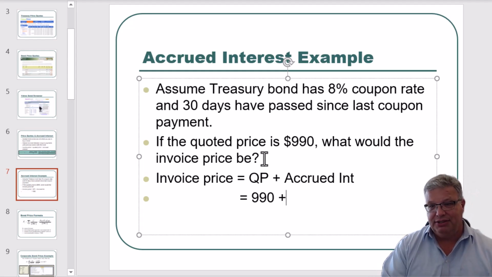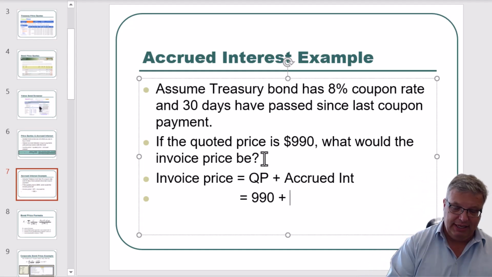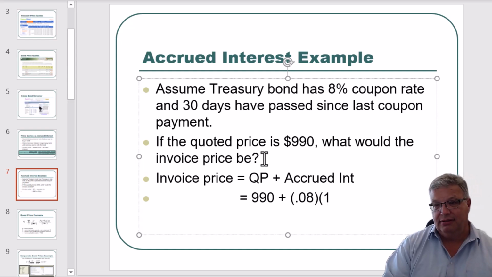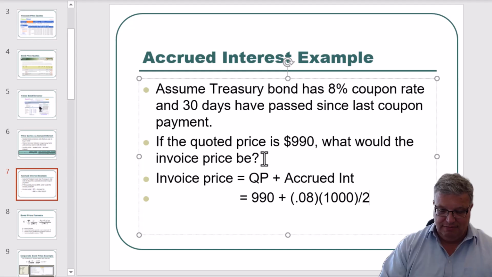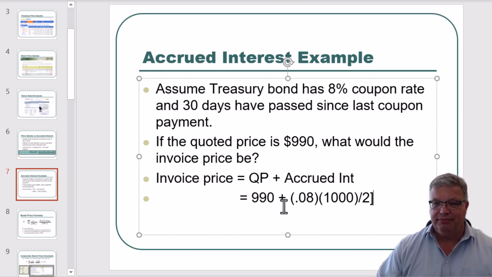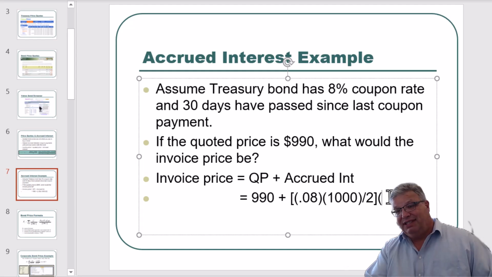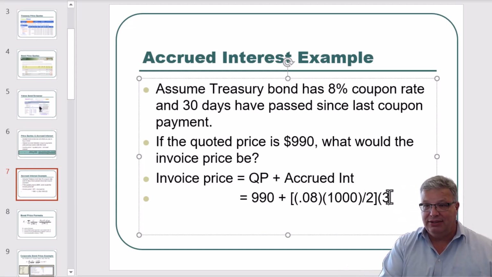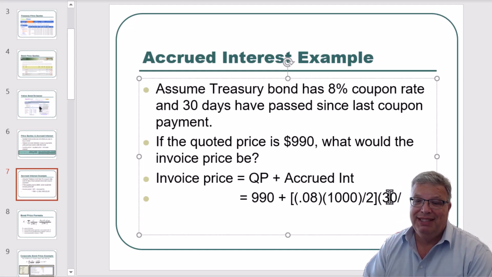And then for the accrued interest, it's going to be that annual coupon divided by 2. What's the annual coupon? 8% of face value, right? Assume 1,000 for all of them, right? And then we divide that by 2. But then we multiply that whole thing times the ratio of the number of days since the last coupon payment divided by the total number of days between coupon payments.